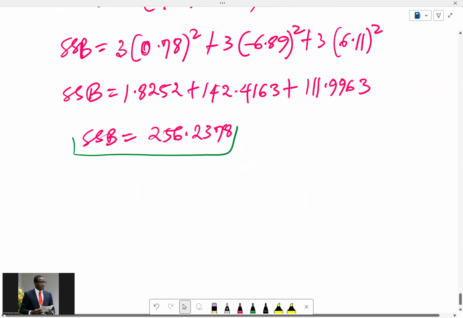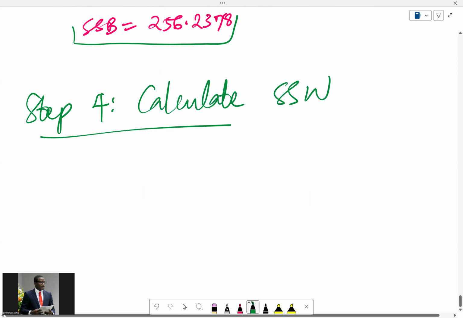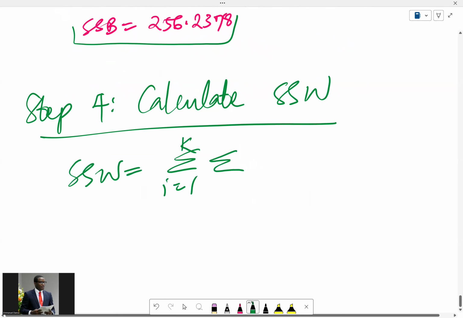Step 4, calculate SSW. And again, the formula for SSW, you remember, is this: SSW is equal to the summation from i equals 1 to k, then the summation from j equals 1 to Ni, of Xij minus Xi bar all squared.